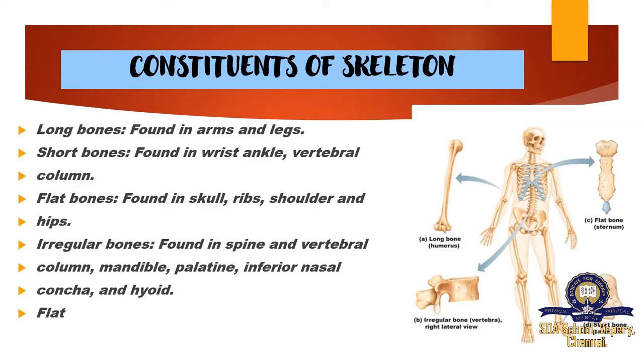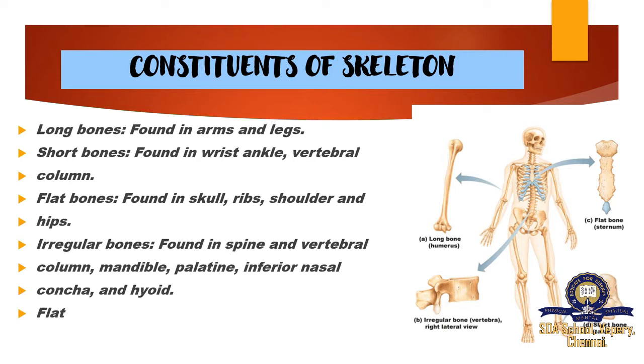And then short bones are found in the wrist and ankle and in the vertebral column. See here, this is a short bone. It is found in our wrist. Wrist, you know, where we wear watches. The wrist, and the ankle on the foot side, and then the vertebral column. The vertebral column is nothing but our backbone joining.